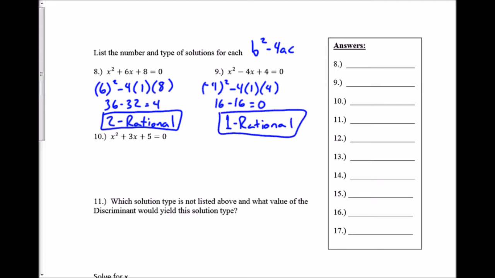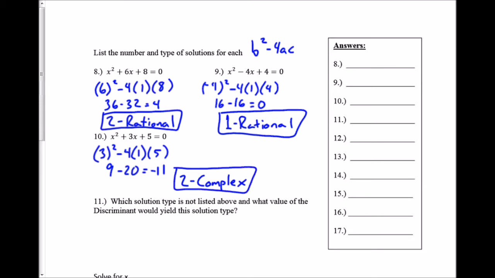And then number 10, again, I'm doing the discriminant: b squared minus 4 times a, which is 1, times c, which is 5. So that's 9 minus 20, which is negative 11. When I get a negative value for my discriminant, it means I'm going to get imaginary numbers, which means I have 2 complex solutions. Okay?